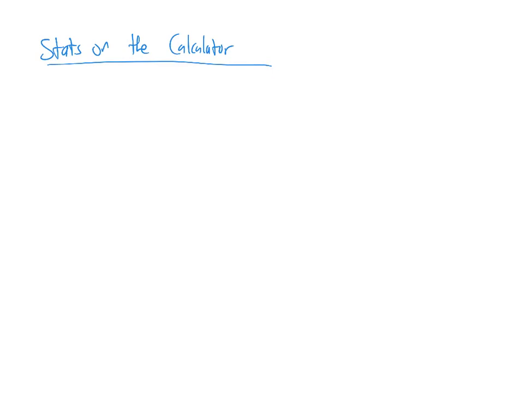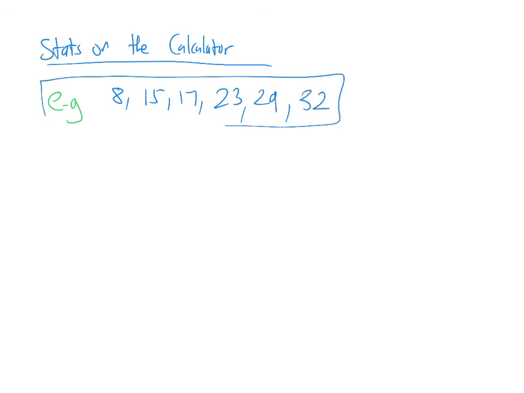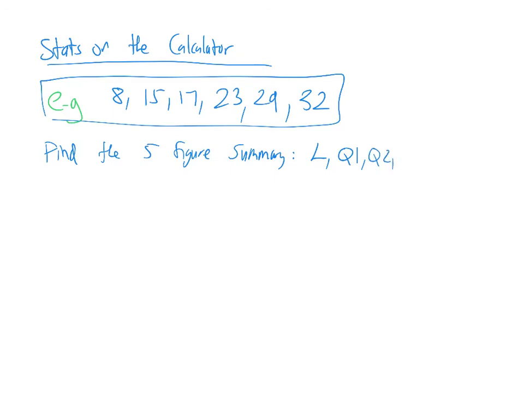Best way to do that is through an example. So let's just make up a few numbers. E.g., let's say we have 8, 15, 17, 23, 29, and say, 32. They're my numbers. Let's find the 5-figure summary. Remember, that's lowest, Q1, Q2, Q3, and the highest.